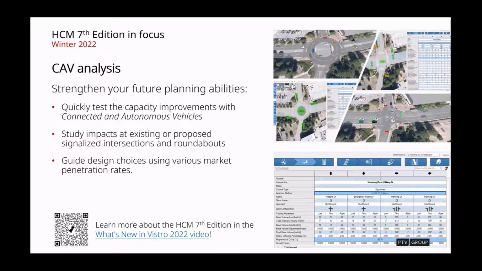So we have a penetration rate that you can enter in the volume workflow tab. And then that will allow you to quickly look at the signalized intersections and roundabouts and understand what those capacity differences are from using CAVs versus not using CAVs or doing a blend of CAVs. We do have a PTV talk on this, and we have a couple of articles. So you can, again, visit the knowledge base and read up on that.